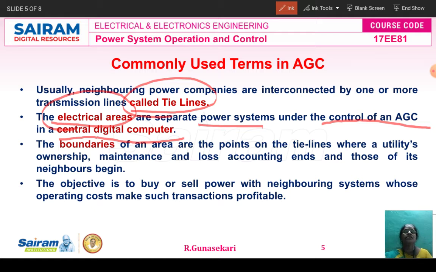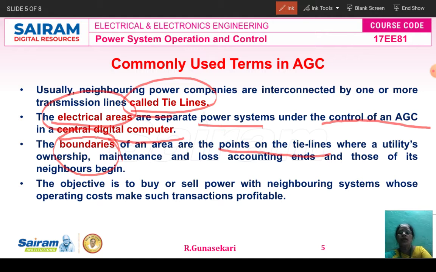The next term used in the automatic generation control is boundaries, that is electrical boundaries. What is the boundary of the area? It's nothing but the points on the tie lines where the utility ownership, maintenance, and loss accounting of its neighbors begin. That is called the boundary of the area, otherwise the electrical area boundary in the interconnected power system.